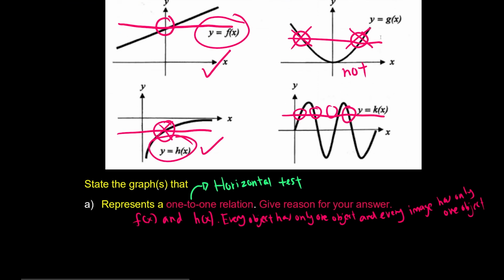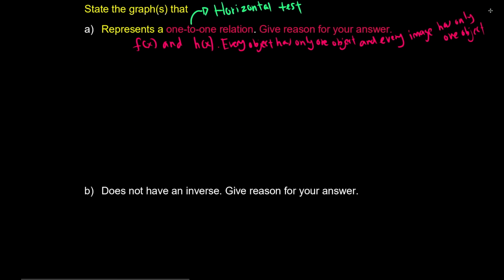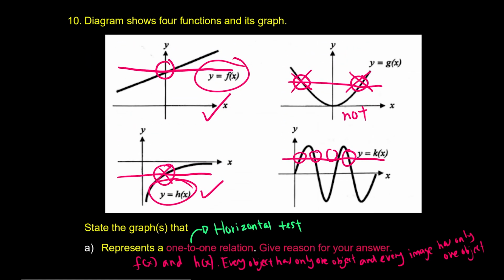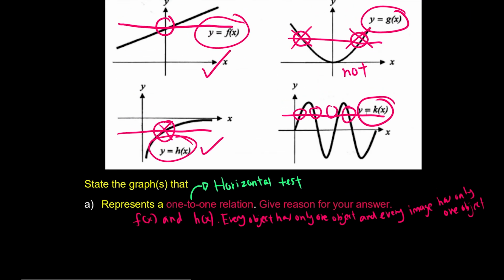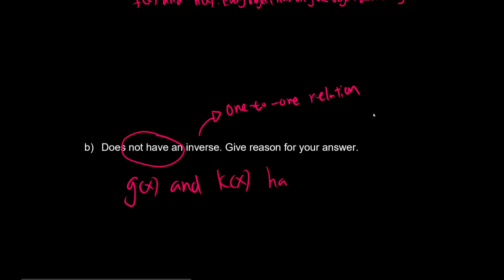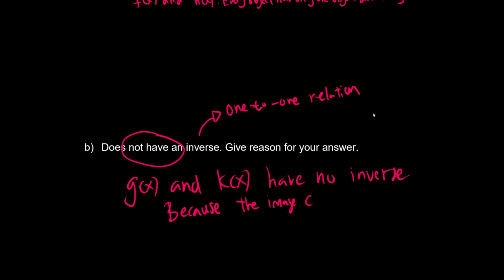So next, we're going to look at question B. This question is asking for which does not have an inverse. Give a reason for your answer. We know that for a function to have an inverse, it must be a 1-to-1 relation. So whoever is not 1-to-1 has no inverse. So gx and kx are not 1-to-1 relations, so they don't have an inverse. So we can say that gx and kx have no inverse. So what is the reason? Because the image has multiple objects.